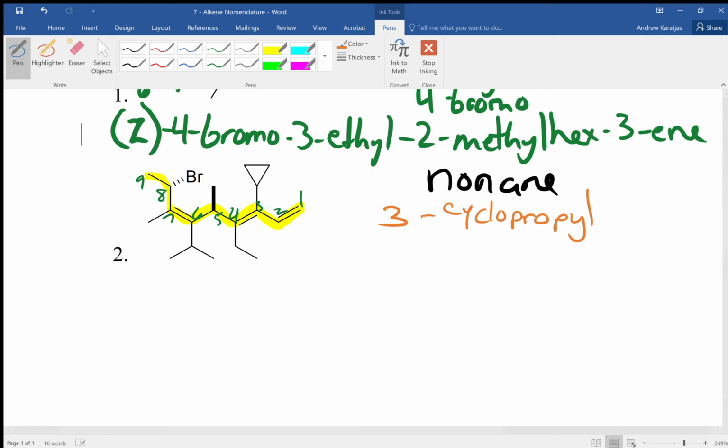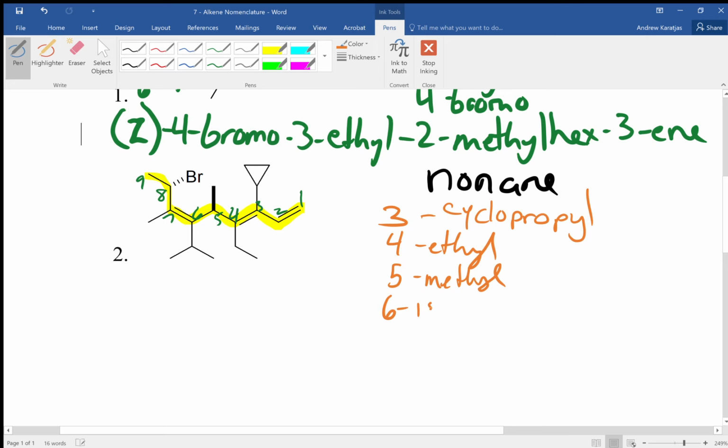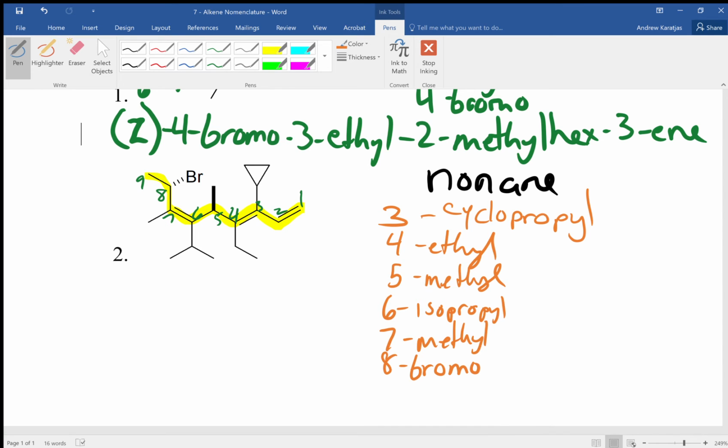From here, the rest of these are pretty easy. 4-ethyl, 5-methyl, 6-isopropyl, 7-methyl, and 8-bromo. So now we can alphabetize those, starting with 8-bromo.